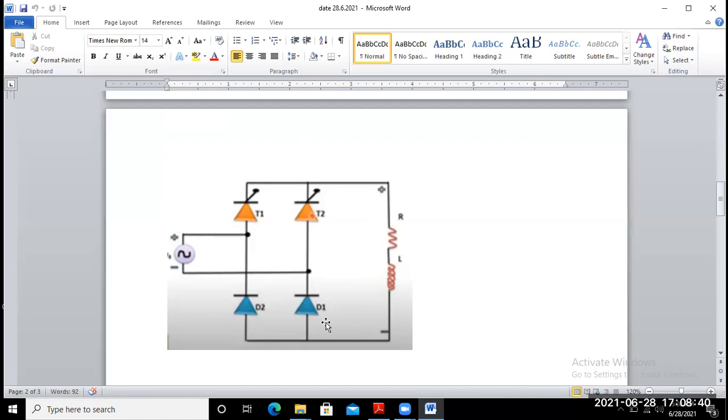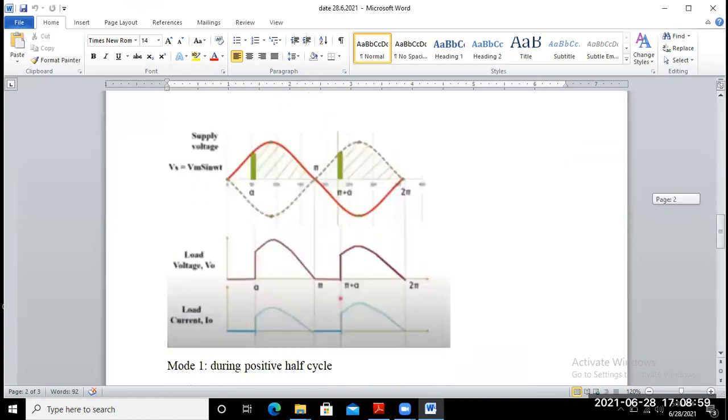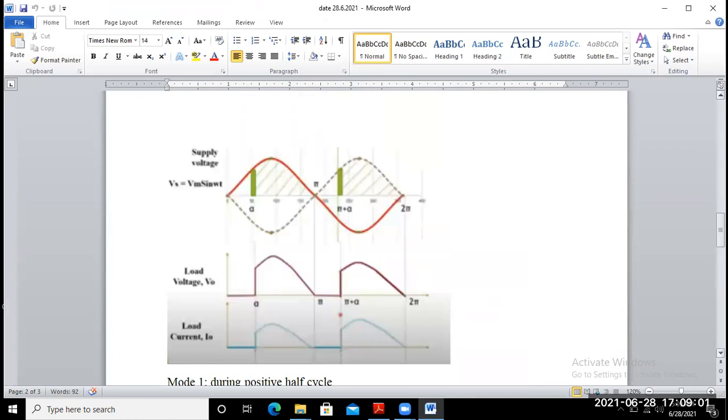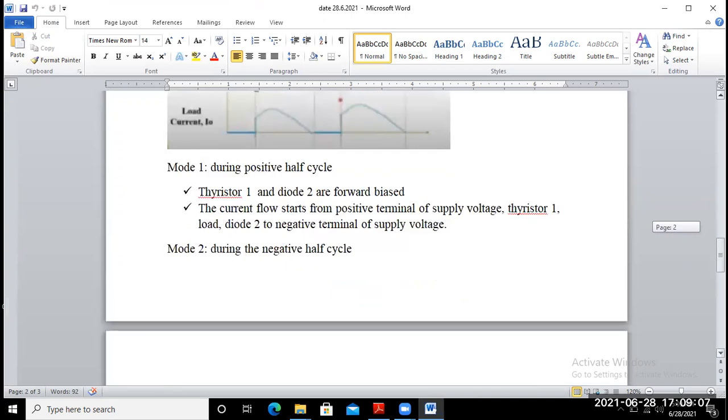That means this one and this one in this circuit are in forward bias in the positive half cycle, and in the negative half cycle this SCR and this diode are in forward bias. Okay, so you may consider resistive load or RL load. So their operation we just describe here, then we will discuss this output waveform. First of all, we just try to explain the operation of the half controlled rectifier.